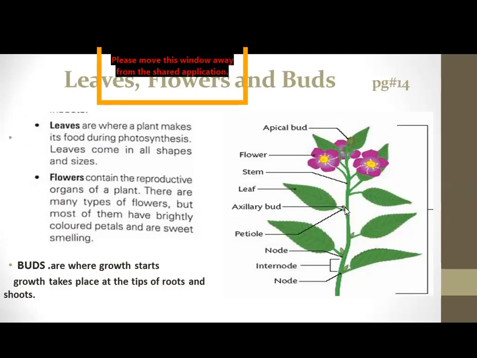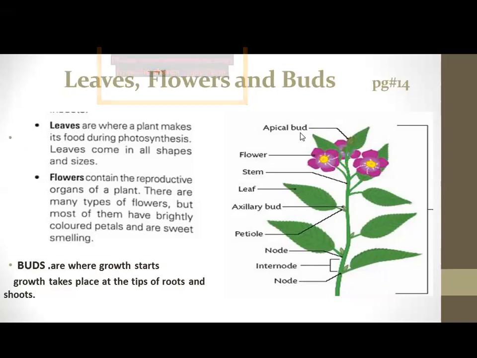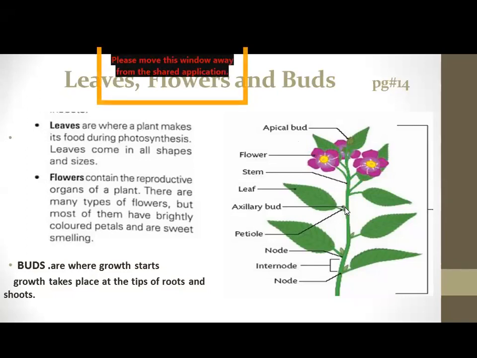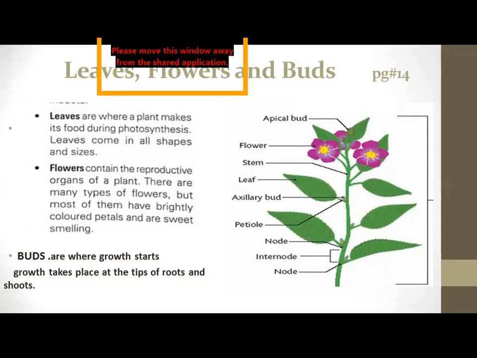Buds are where growth takes place, at the tip of roots and shoots. This is also called a bud. At the tip of the shoot or stem, that is also called a bud. There are two types of bud. The one is said to be the apical bud, and it starts from the tip of the plant. And these are called axillary buds, which grow above the leaves.